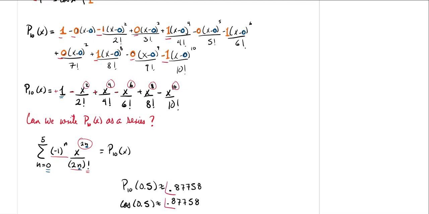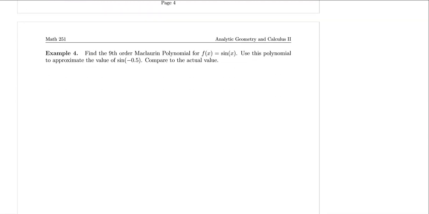Now let's take a look at another example. This next example asks us to find the nth order Maclaurin polynomial for f of x equals the sine of x. Once we find this polynomial, we want to use it to approximate the value for the sine of negative 0.5. For this one, I'm going to let you try it on your own. I'm not going to work on it. I'm going to put this problem as a discussion board for next week. You'll find that it's very similar to the one we just tried, and hopefully you get some good approximations. You can also write it as a series.